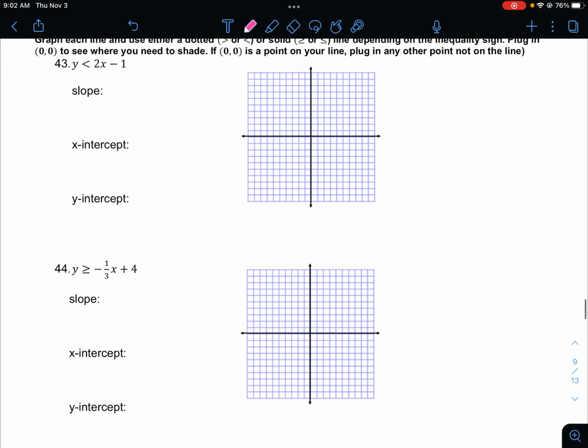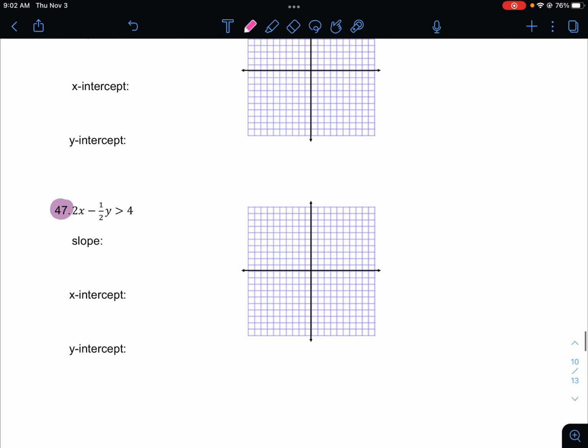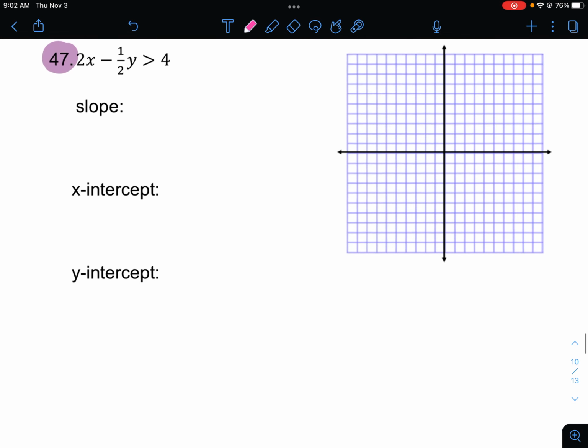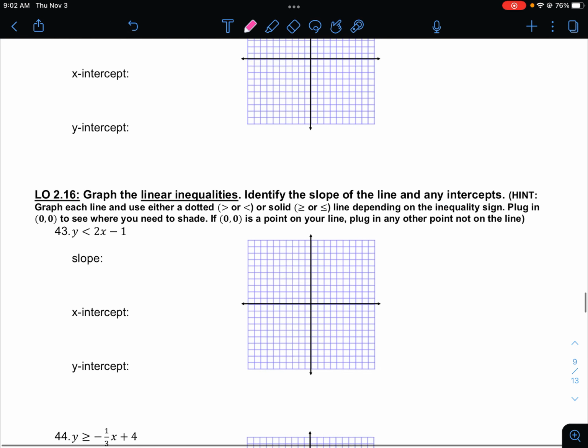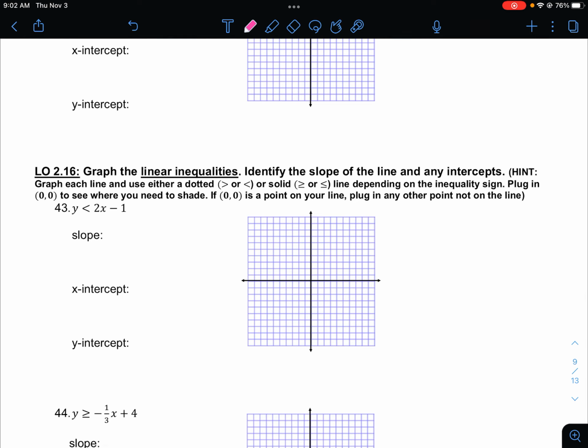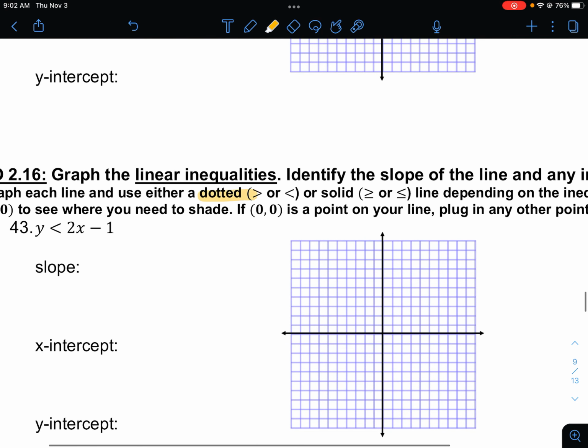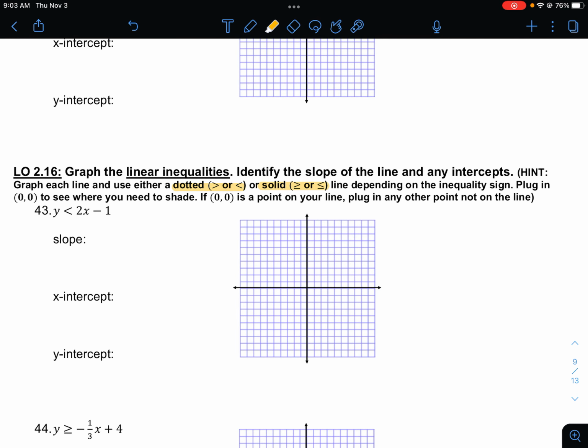All right, let's go down to graphing linear inequalities. So number 47. If you look at the directions from above, we are going to make sure we identify the slope and any intercepts. What's important is this part. You're either going to use a dotted line or a solid line, depending on the sign. And there's those signs. Then I want you to plug in 0, 0 to figure out where you shade.